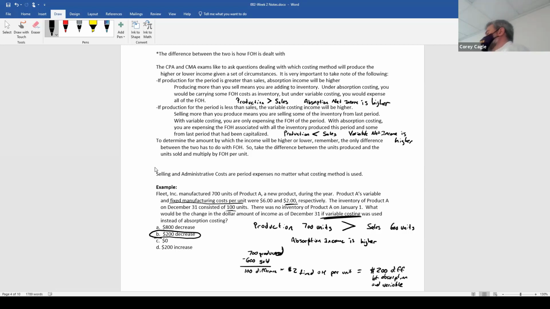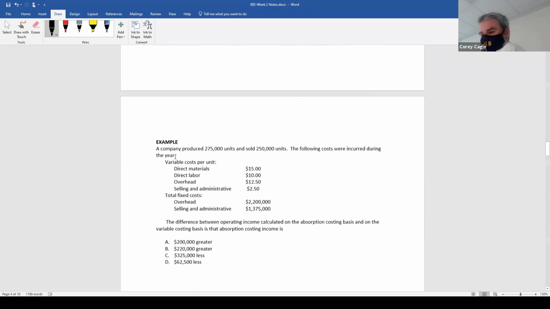You can approach every one of these absorption and variable costing problems the same. See how many units were produced and how many were sold. That'll let you know which version is going to be higher, absorption or variable. See the difference in what was produced and sold. Multiply that by fixed overhead, that's the amount of the difference every time. Here's another.